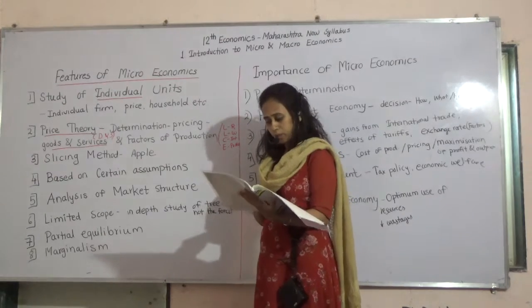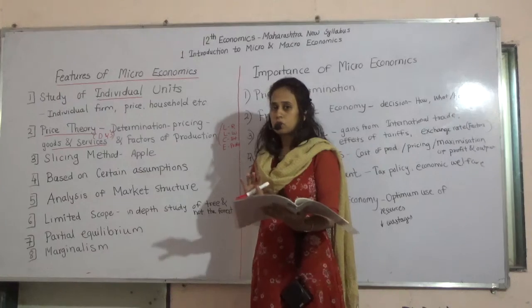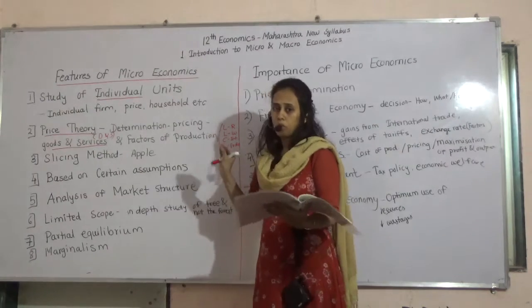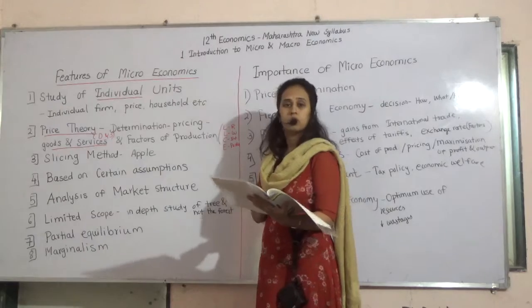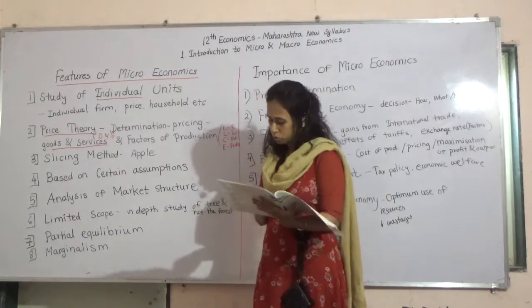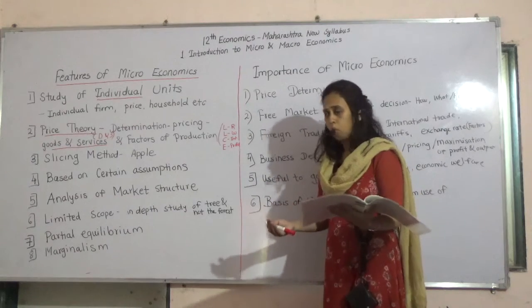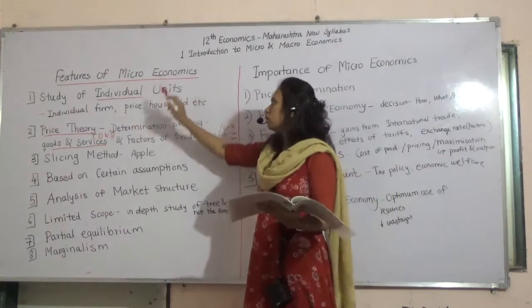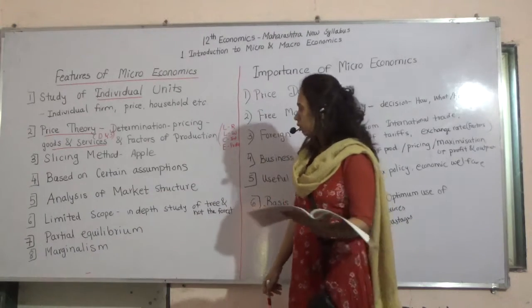Then we have full employment, perfect competition, even though these assumptions are not possible in reality. For example, we are saying perfect competition; in reality, it is not possible. Full employment is also not possible. Still, while proving the law, we have to assume. So, in features, we say that it is based on certain assumptions.